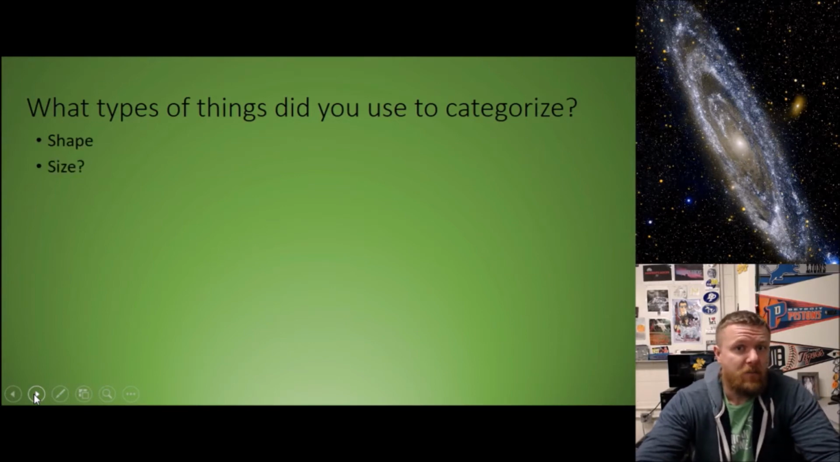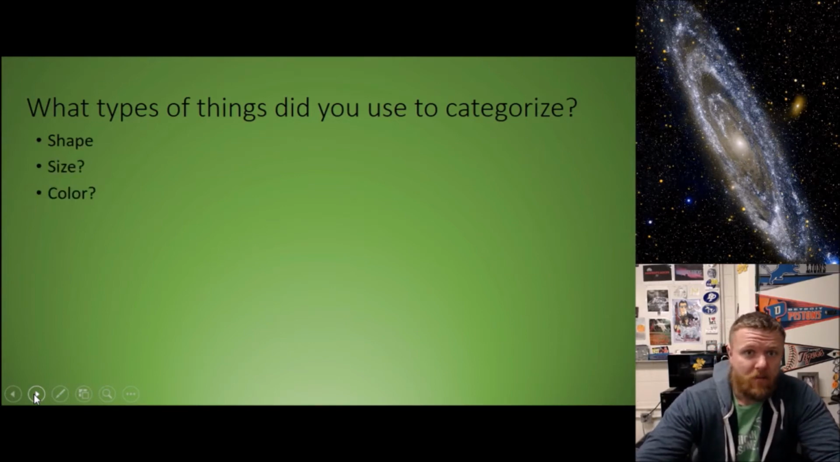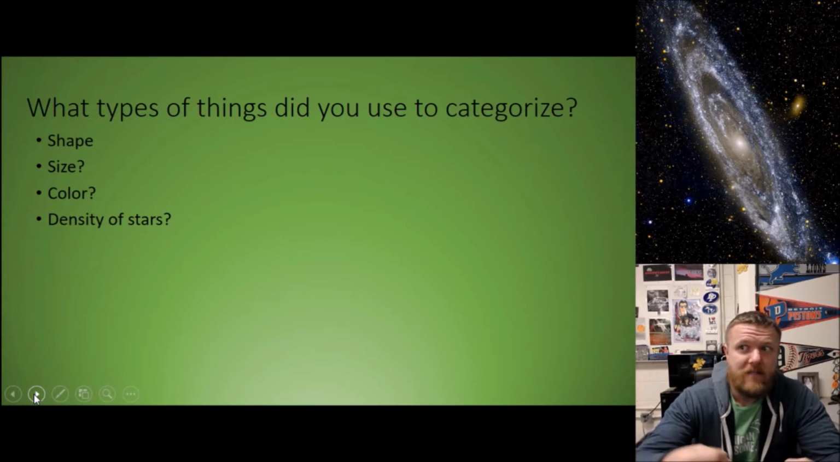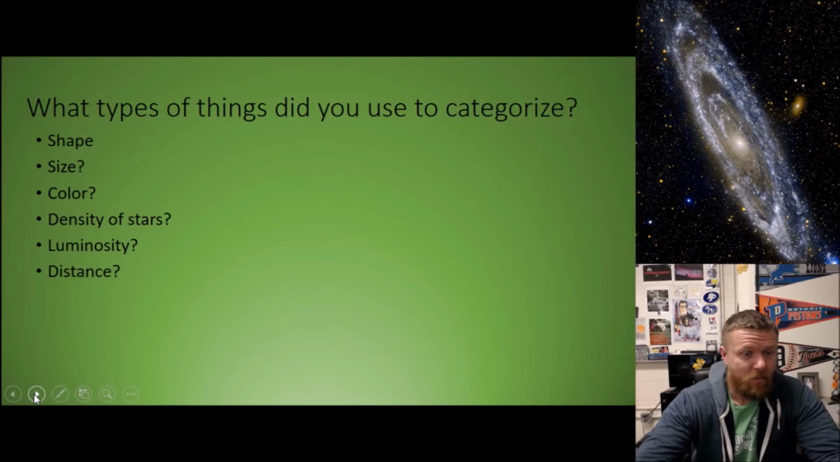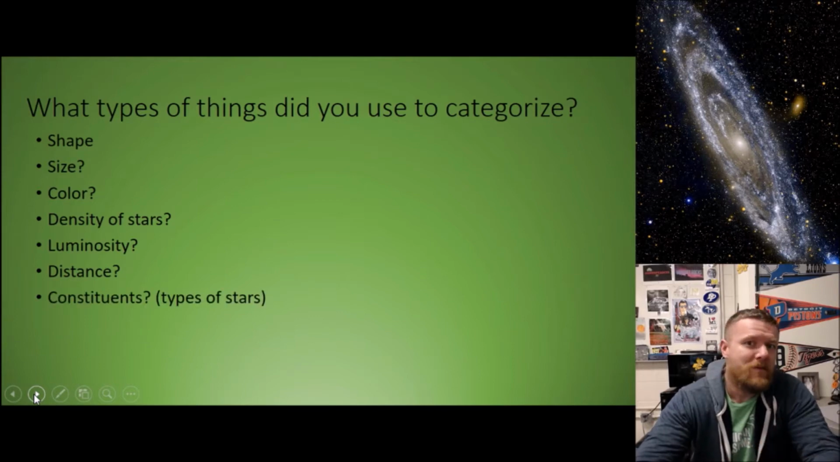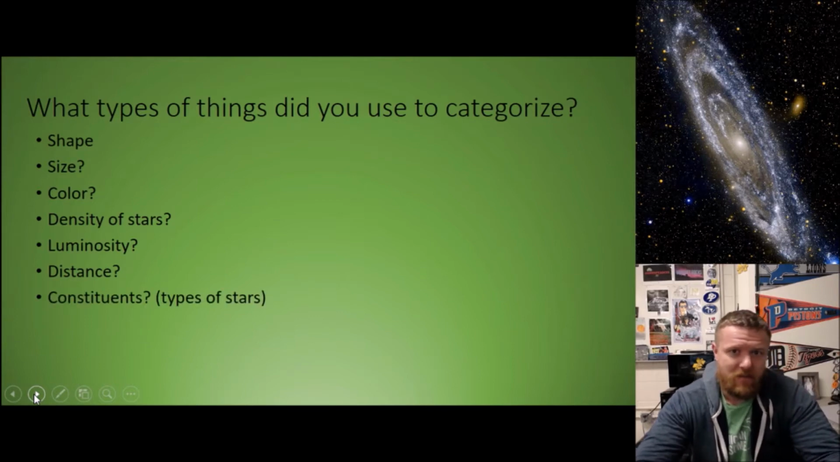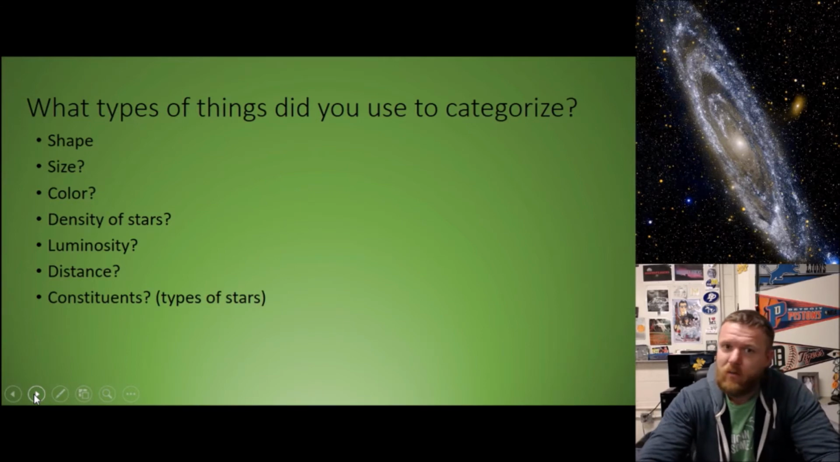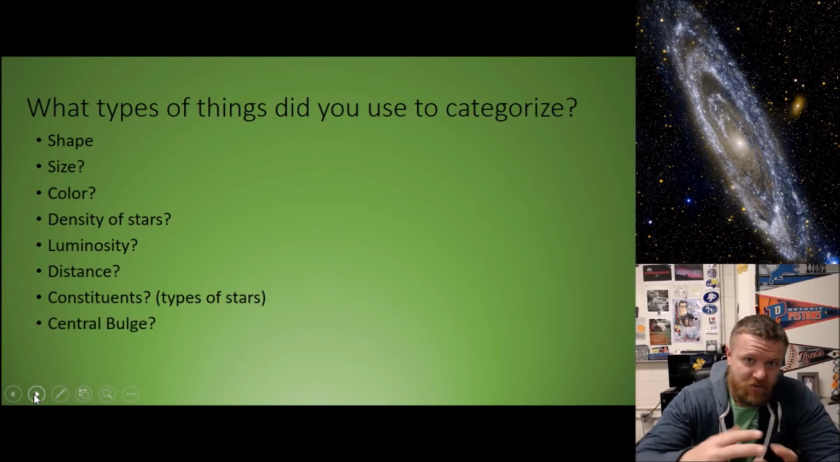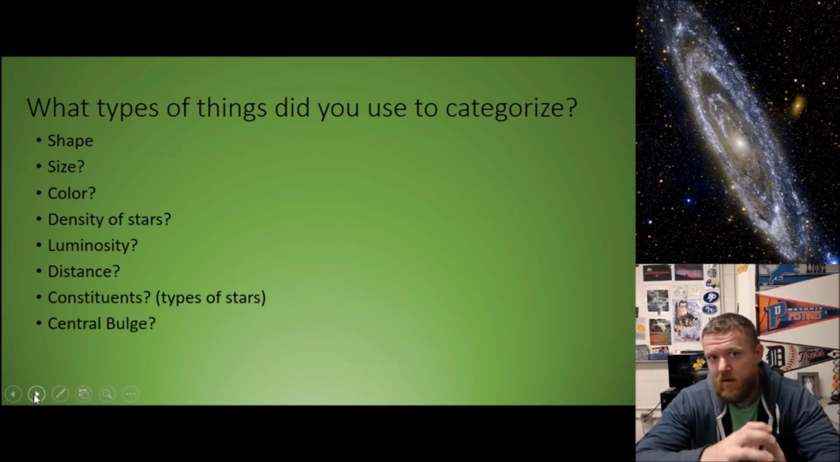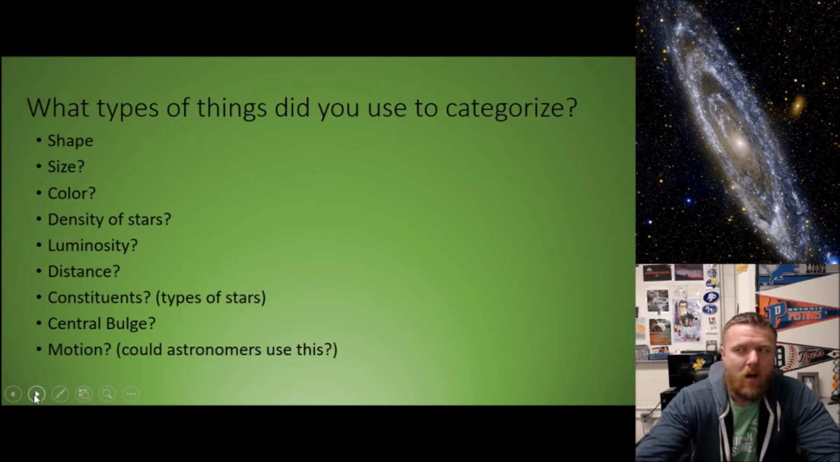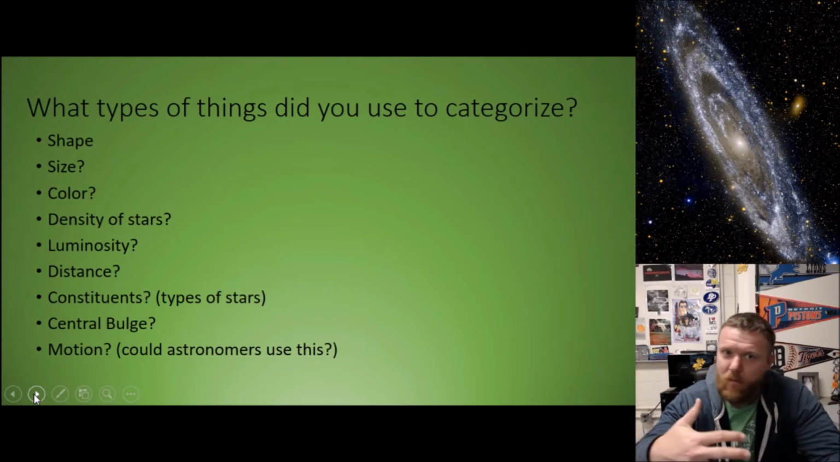And now I'm curious, what type of things did you guys use to categorize galaxies? Maybe you used their shape, maybe their size, maybe their color, maybe how dense the amount of stars were, maybe how bright they were, how far away they were. And in this activity, you didn't have enough information to do that. Maybe what type of stars were in each galaxy. Are they young blue stars, old red stars? Maybe they had a large central bulge, which is where all the stars are gathered up in the center. I wonder if astronomers could use whether or not galaxies are coming towards us or away from us.